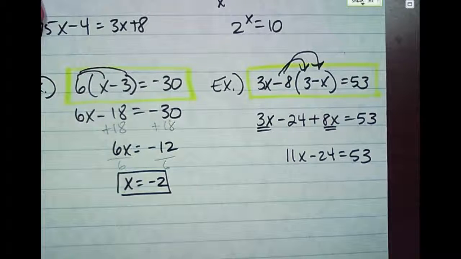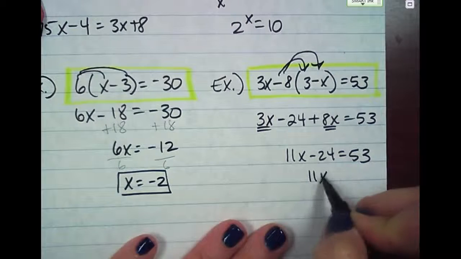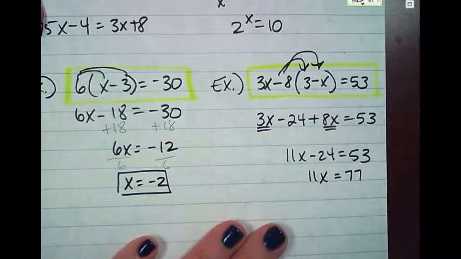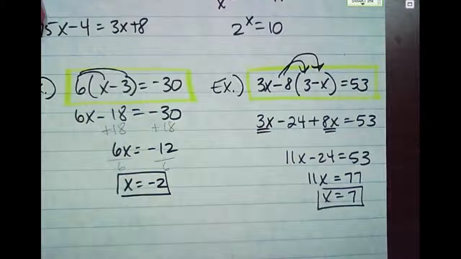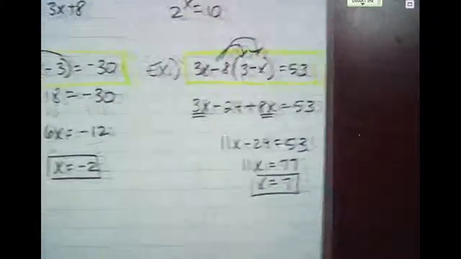As far as showing your work is concerned, you're going to add 24 on both sides, which gives you 11x equaling 77. Divide by 11 on both sides, so x is 7. And again, you can plug it in to check and see if you're accurate. Let's go to the next problem.